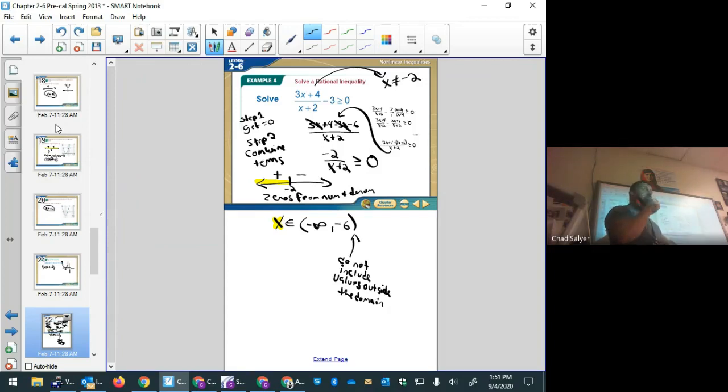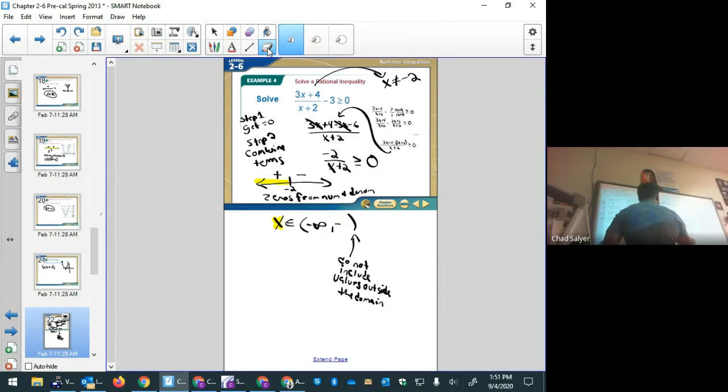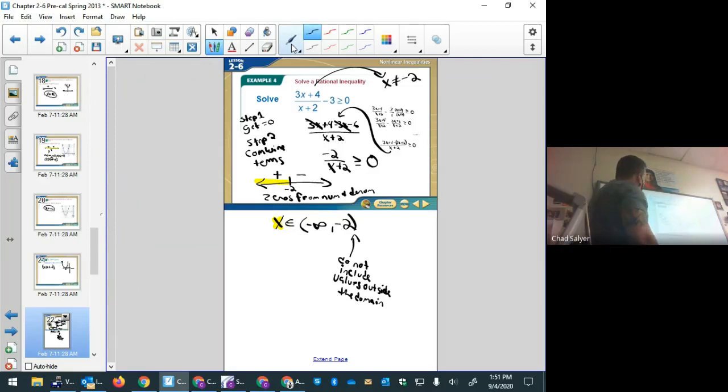And often missed again. What is it? Negative 6. Oh, meant to write negative 2. My bad. Thanks, buddy. Misread my own handwriting, I guess.